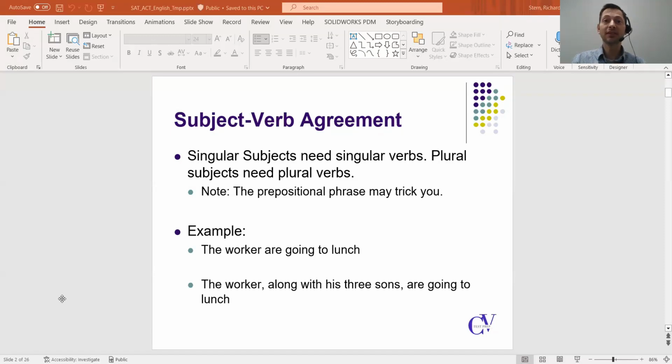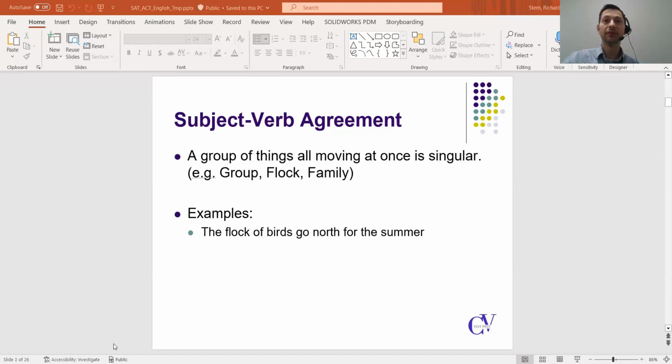So in this case, I could remove "along with his 3 sons," and it's still "the worker is going to lunch." So who's going to lunch? The worker is going to lunch. All right, let's move on.